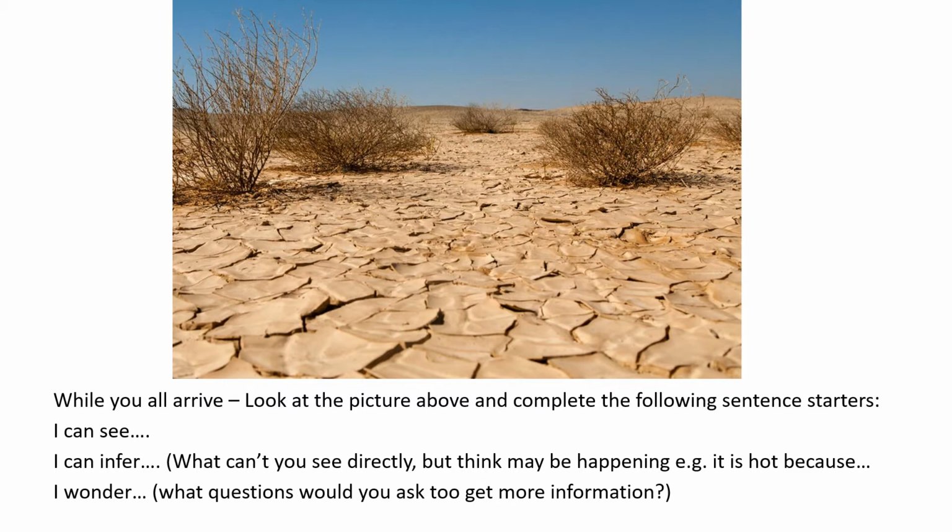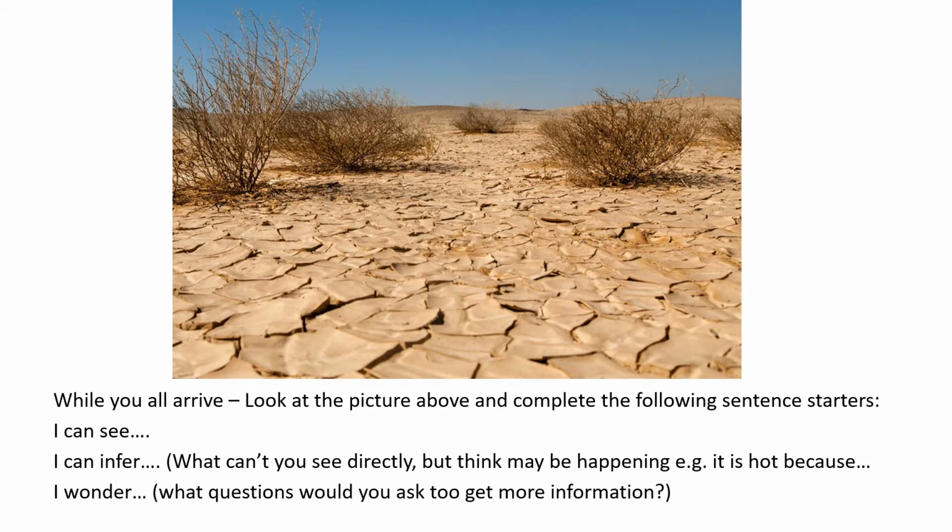Okay, you've probably said things like, I can see a very dry landscape. I can see 4 or 5 bushes that look like they are dead or look like they've been scorched. I can see a blue sky. I can see what looks like a muddy ground that looks cracked. Those are the kind of things you can see.